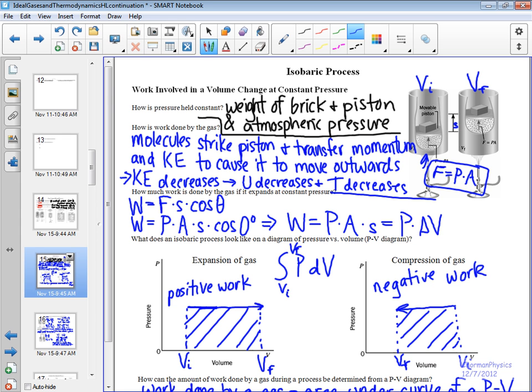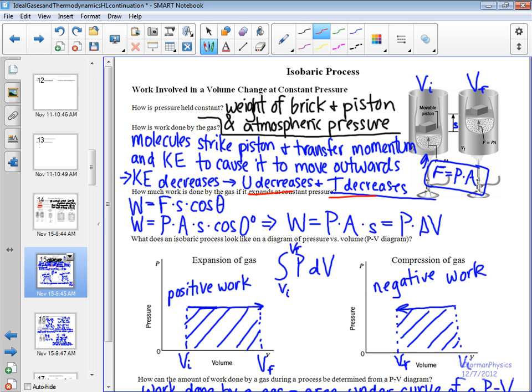As molecules strike and transfer momentum, the kinetic energy is lost. So as the kinetic energy is lost to the piston, the gas is losing that kinetic energy, the internal energy decreases, and therefore, since we saw from before that internal energy is directly proportional to temperature, we also have a decrease in temperature. Remember, these two are directly proportional.